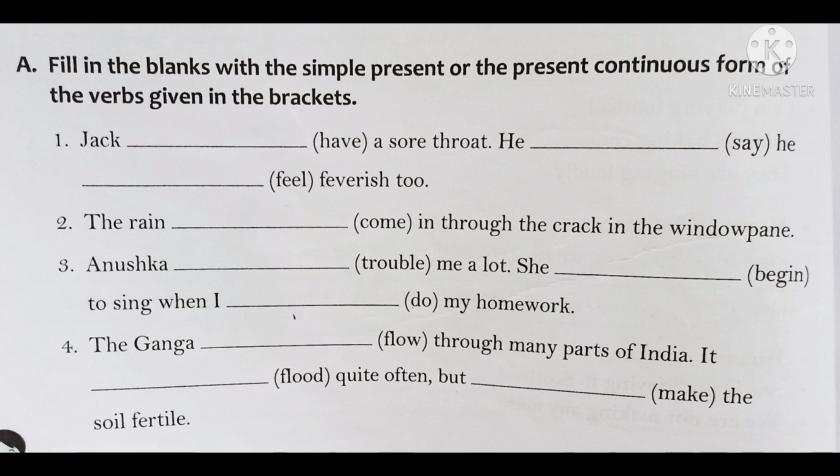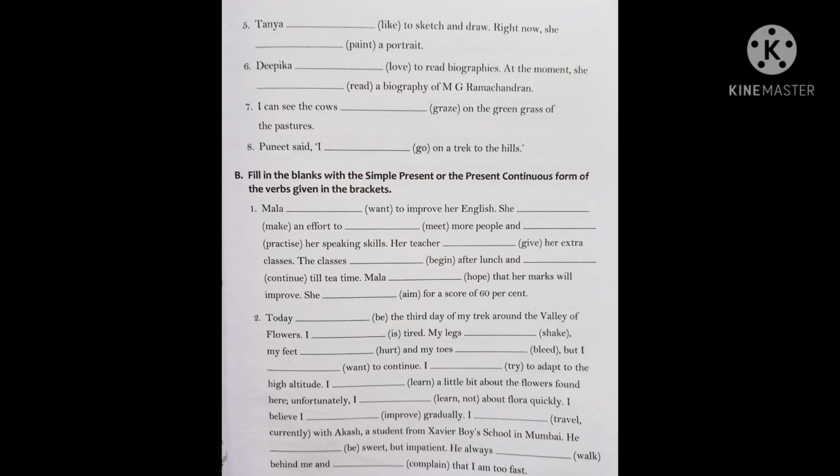First sentence. Jack has a sore throat. He says he feels feverish too. The rain is coming in through the crack in the window pane. Number 3. Anushka troubles me a lot. She begins to sing when I do my homework. Number 4. The Ganga flows through many parts of India. It floods quite often but makes the soil fertile. Hopefully you would be able to do the rest of the questions on your own.